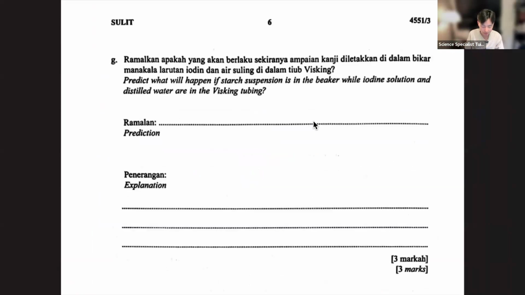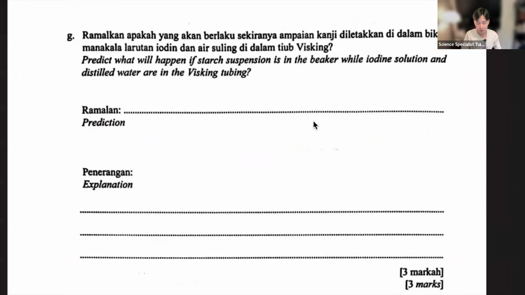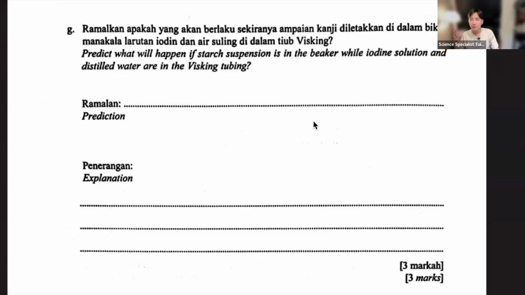Okay, one more question. G. Okay, I want you to think about this. This one, all right, nobody knows. It can be something like that. It can be something like that. Right? We don't know. Because this is a prediction.